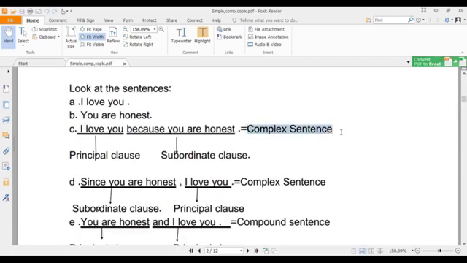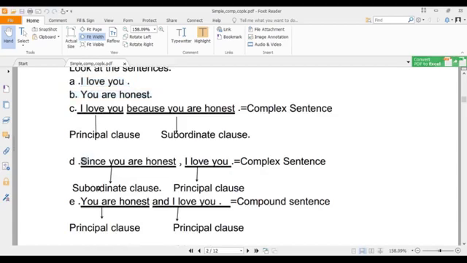This is a complex sentence because the sentence contains one principal clause and one subordinate clause. We can combine the two sentences A and B in another way. Since you are honest, I love you. It is also a complex sentence because this part is a subordinate clause and this part is a principal clause.